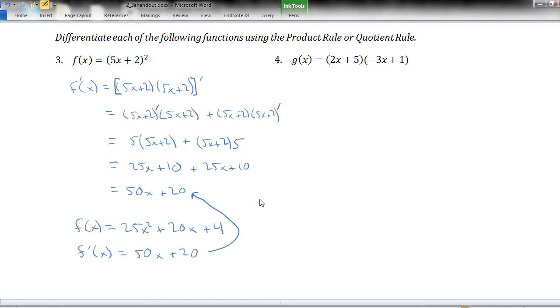All right, here's another one to practice the product rule. So g prime of x is going to be the derivative of what we have on the right side. And according to the product rule, remember, we just write this product twice with the plus sign in the middle.